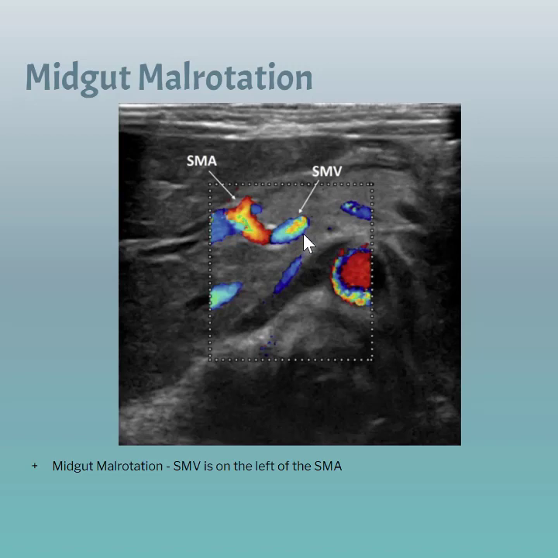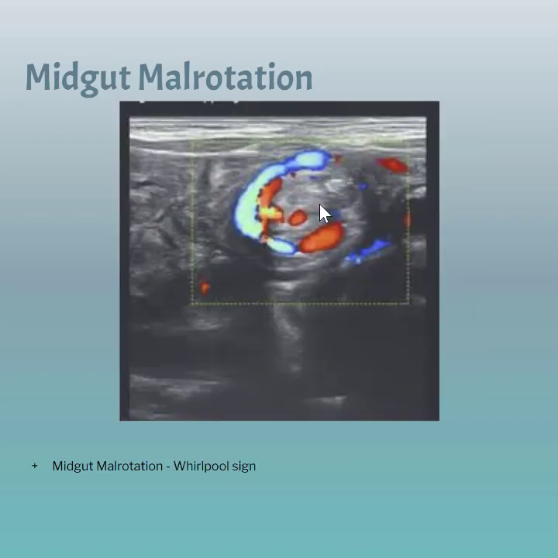We are using color and pulse wave to evaluate what are the vessels that are coming through here. We know that we should be able to follow the SMV up to the portal system, and we can follow the SMA connecting back to the aorta. And again, this is showing that they are abnormally located to one another. SMV should be on the right, SMA on the left. In this case, we have the SMA on the right, SMV on the left. Here's an example of the midgut malrotation showing that whirlpool sign. The mesentery and the SMV are creating this swirl, or loop-de-loop, in the mid-abdomen.